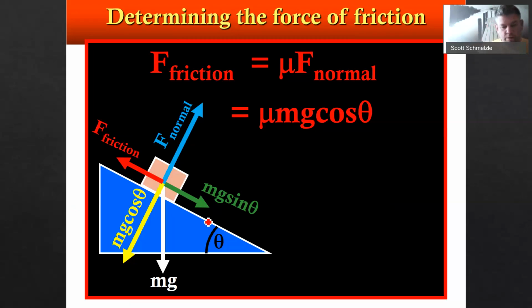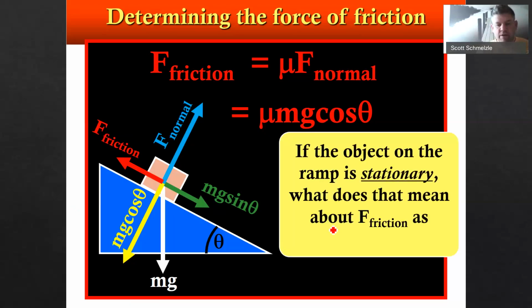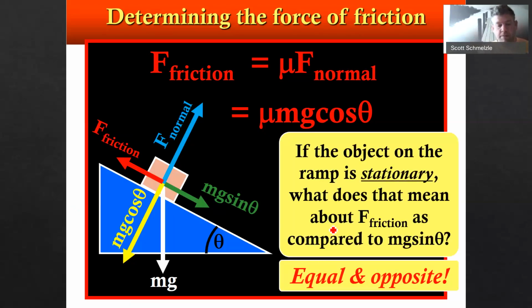We could, if we wanted to, right here, put the applied force, have that be our mg sine of theta. So if the object on the ramp is stationary, meaning it's not moving, what does this mean about our force of friction as compared to mg sine theta? Well, if it is stationary and not moving, that means it's either equal or greater to it. So it's going to be equal and opposite of that.